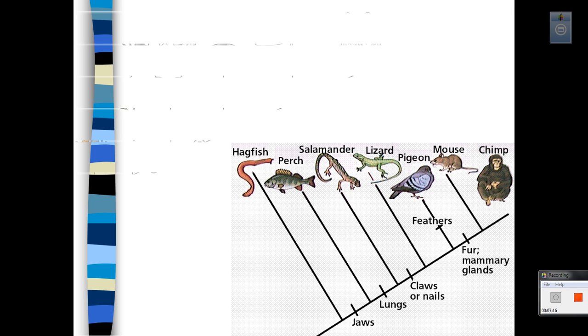We also have dichotomous keys and cladograms. These cladograms show how things changed over time and where certain characteristics started to evolve and appear within these organisms. So on the lower one, you have the hagfish. Hagfish are jawless fish. They don't have any jaws. So later on down the line, jaws started to become prevalent, and then you have your perch. Then we have things that are venturing out of the water and onto land. They develop lungs. Then they develop claws and nails, and then they develop feathers or fur. So there are things that happen on the evolutionary tree that make these things different from one another.